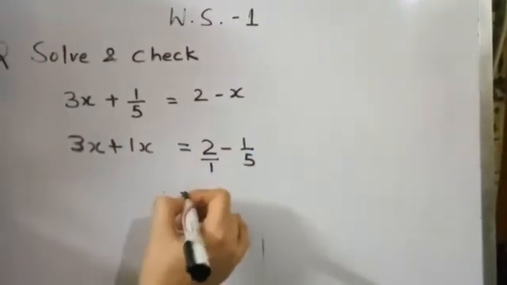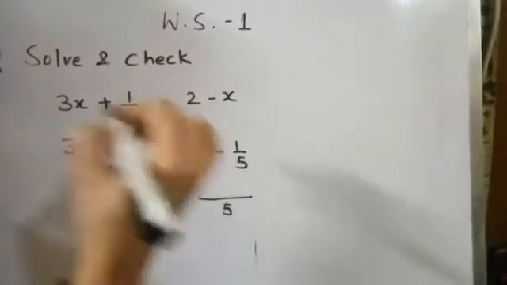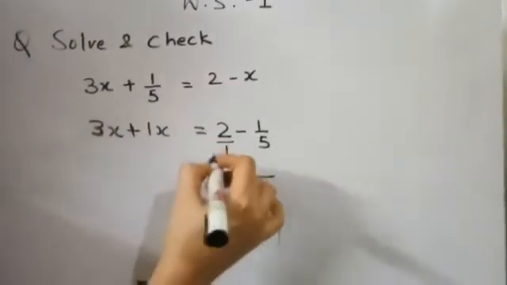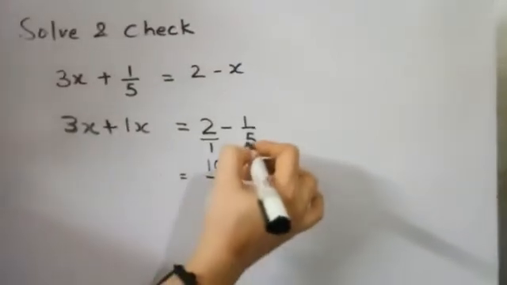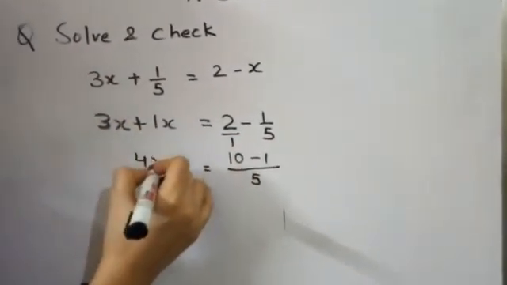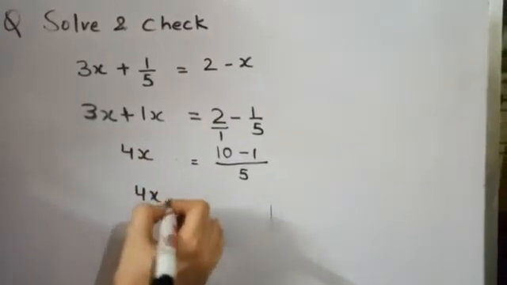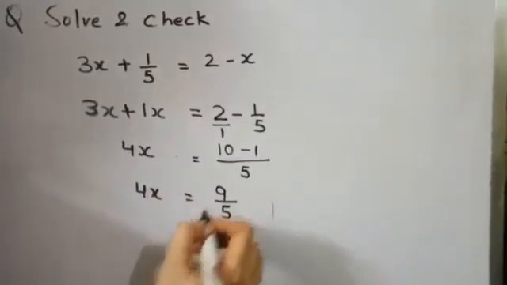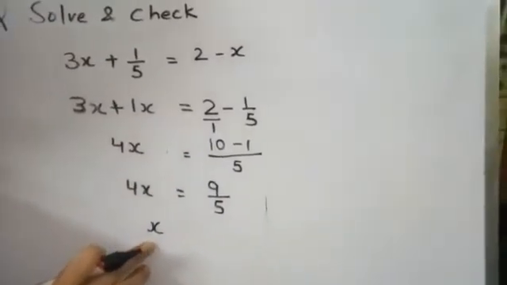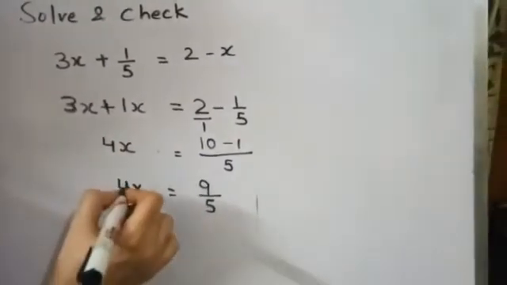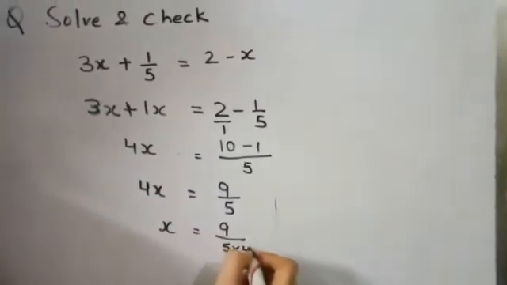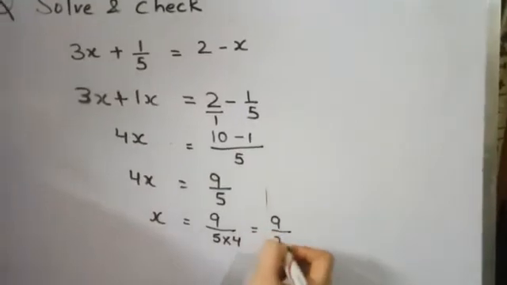This is again a case of fraction, so we have to take the LCM, and the LCM of 1 and 5 is 5. 5 divided by 1, 5 multiplied by 2, 10. 5 divided by 5, 1 multiplied by 1, minus. And 3x plus 1x, 4x. So 4x is equal to 9 by 5. And we have to find the value of this variable. That is the solution of this equation. To find the value of the variable, this 4 being multiplied with x will go for division in RHS. So it will become 9 by 20.